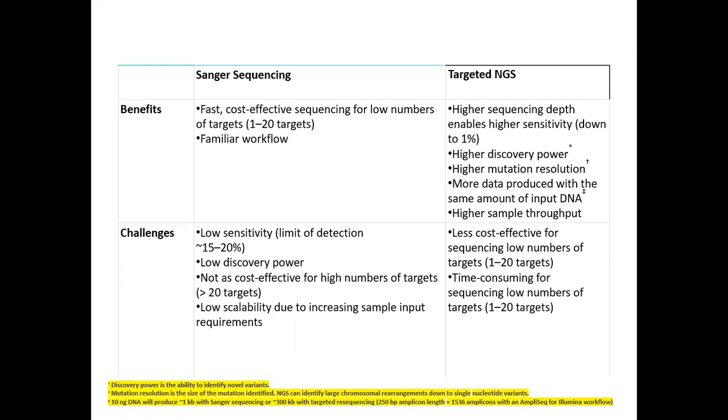Whereas the benefit of targeted NGS, the next generation sequencing, as we have said already in the previous lesson, is a higher sequencing depth that enables higher sensitivity. So it has high sensitivity. The other part is it has higher discovery power. When we say discovery, it's the ability to identify novel variants. So in case there is a novel variant, with NGS we can easily identify that variant. So it is very high. And the other one is higher mutation resolution, and that's also another benefit.